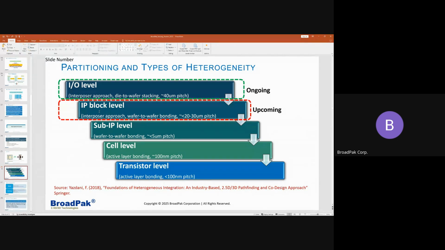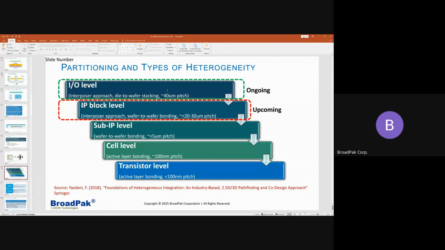You can go a bit deeper than the IP block level to the sub-IP level. In this case, your bump pitch is going to be probably less than 5 micron. And in that case, you're going to need wafer to wafer bonding, which we call hybrid bonding, probably without the bump, meaning to fuse the two dies together. You can go deeper and partition to the cell level, meaning now we're talking about 100 nanometer pitch, meaning you're going to have to bond the active layers. And then at the transistor level, it's going to be less than 100 nanometer pitch. Again, these are going to be active layer bonding. This is going to increase the cost significantly.